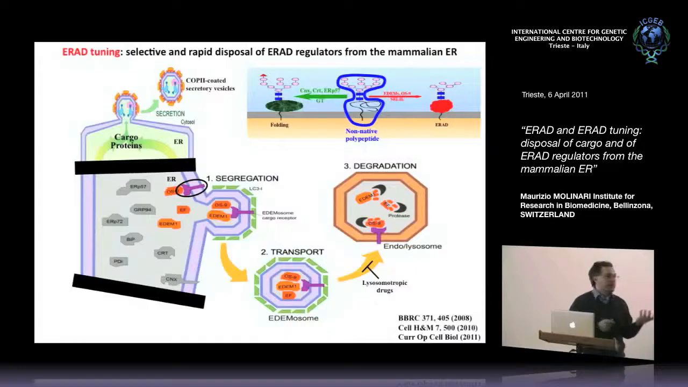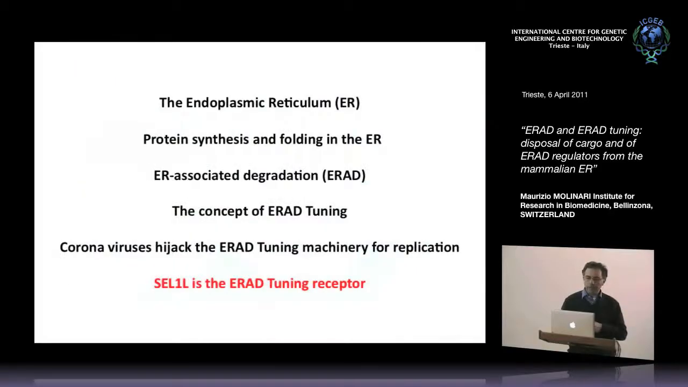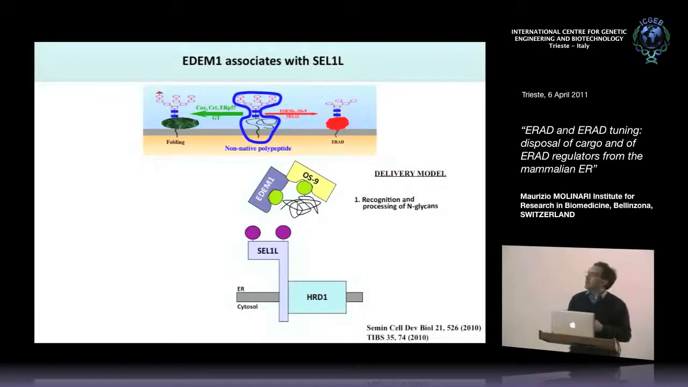So now we are looking for the receptor. If the model is correct, then there must be a receptor in the membrane that binds specifically EDEM and OS9 to cargos of this vesicle and does not bind ERp57 and calreticulin, for example. To find the receptor, we were helped by the literature, as always. There is a conventional historical model of how misfolded proteins are degraded from cells.